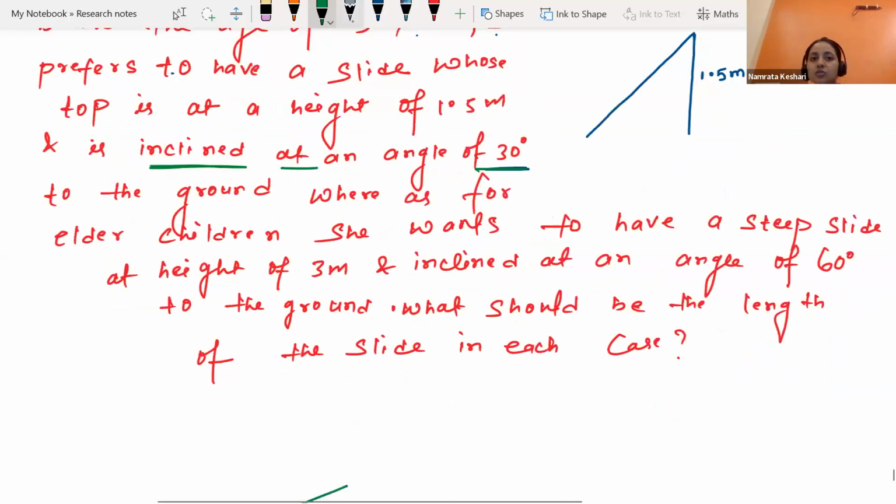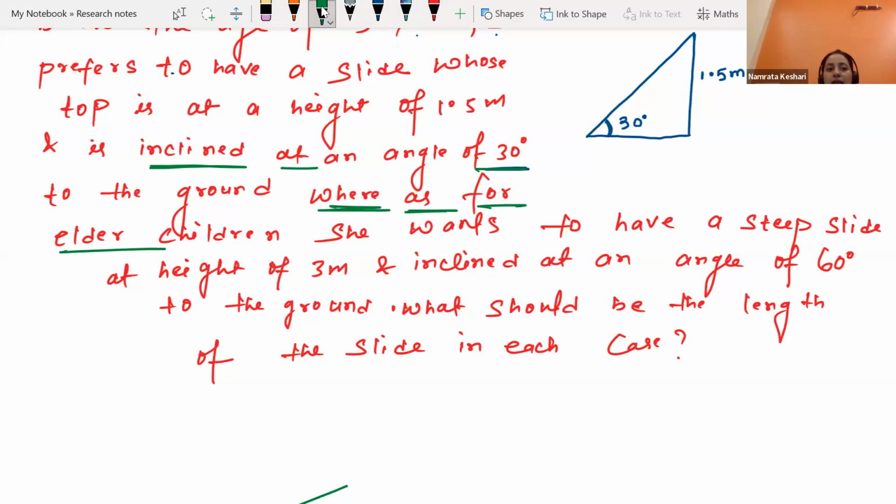Mathematically also it's the same thing. It is inclined at an angle 30 degree to the ground. That means with the ground, this slant is making 30 degree. Are you getting it? Okay, this much information we are having for the smaller children. Slant. Okay, the slide. And for bigger children, now see, the question says that for elder children, the contractor wants to have a steep slide.